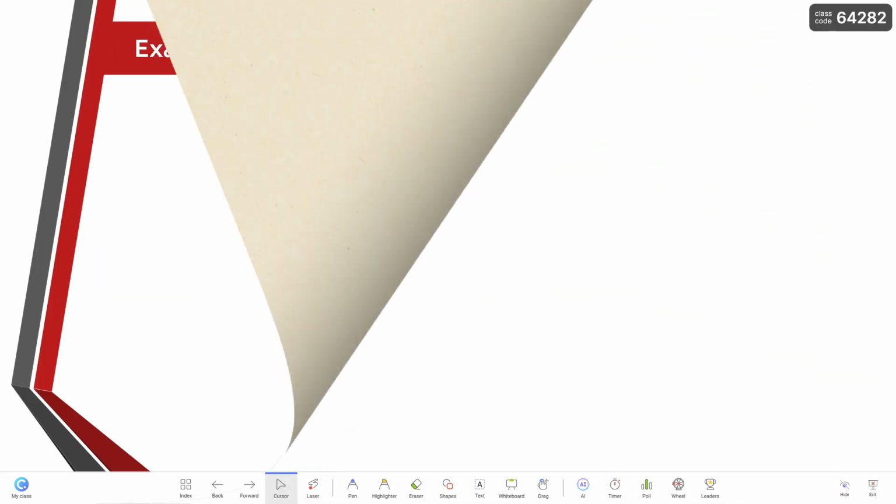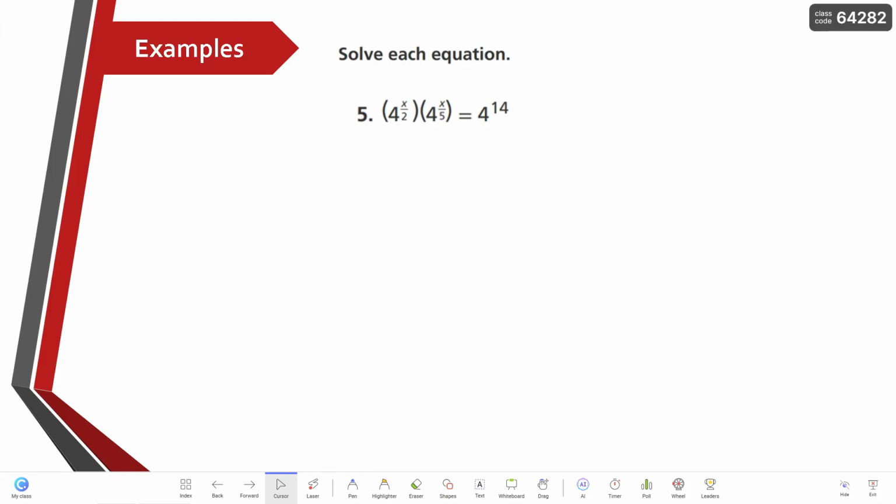So let's get started. First question: you have 4 raised to x over 2 times 4 raised to x over 5, and this would be equal to 4 raised to 14. The key point for solving an equation like this is thinking about the base. Since on the left hand side all the bases are the same, and on the right side the same base as well, that makes our question easier, since all the numbers are 4.